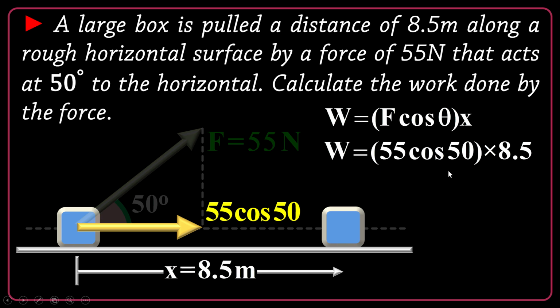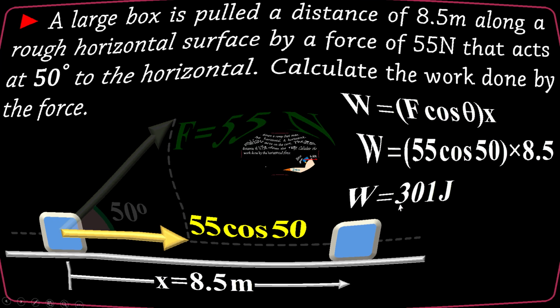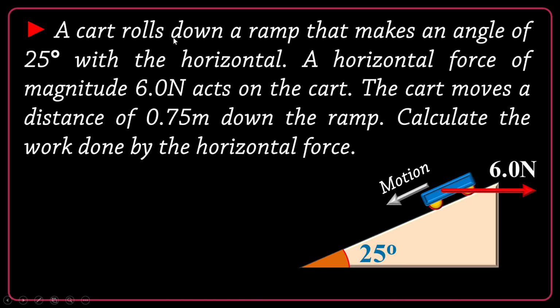Again, I plug in the values and the answer is 301 joules. A cart rolls down a ramp that makes an angle of 25 degrees with the horizontal. As you see, the horizontal force of magnitude 6 newtons acts on the cart. The cart moves a distance of 0.75 meter down the ramp. So the distance traveled is 0.75 meter.